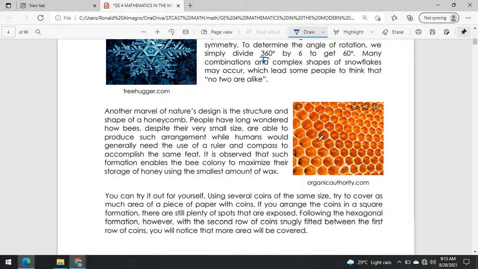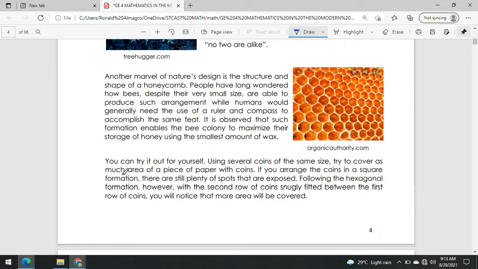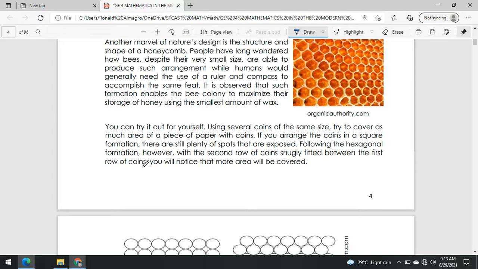It is observed that such formation enables the bee colony to maximize their storage of honey using the smallest amount of wax. You can try it out for yourself using several coins of the same size.